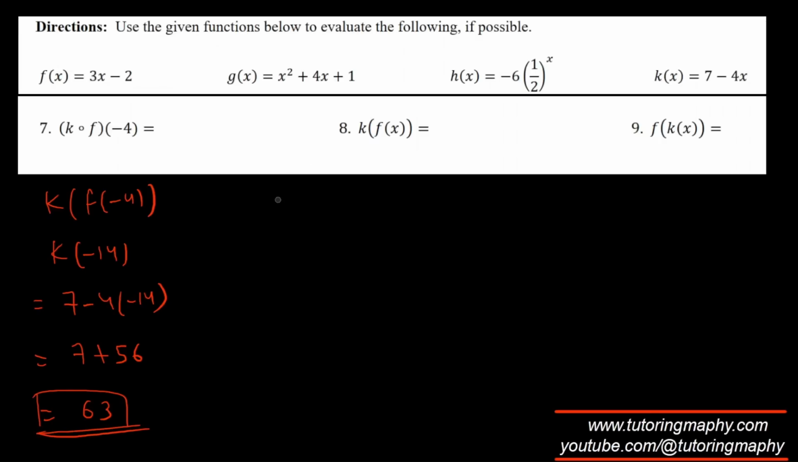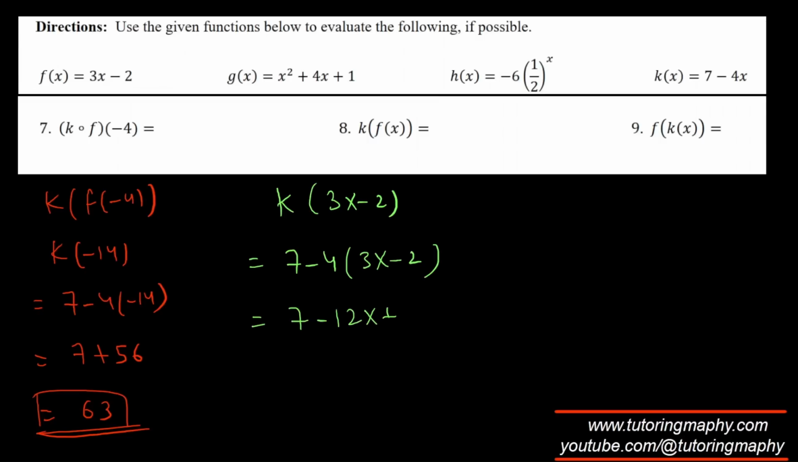k of f of x. So what is f of x here? f of x is 3x minus 2. And k of 3x minus 2 is just replacing this x with 3x minus 2. So that's going to look like 7 minus 4 times this x right here replaced with 3x minus 2. So this is how it's going to look. So this will be 7 minus 12x plus 8. So this will become 15 minus 12x. That's the answer for this one.